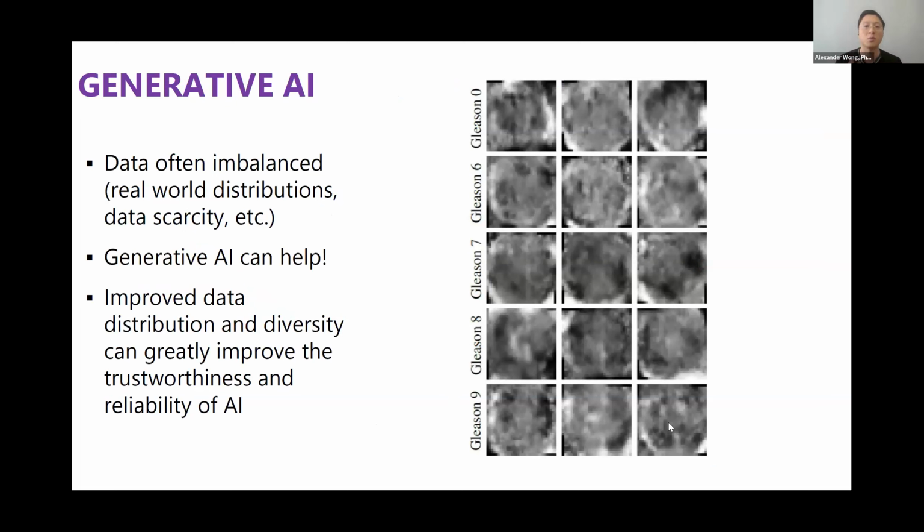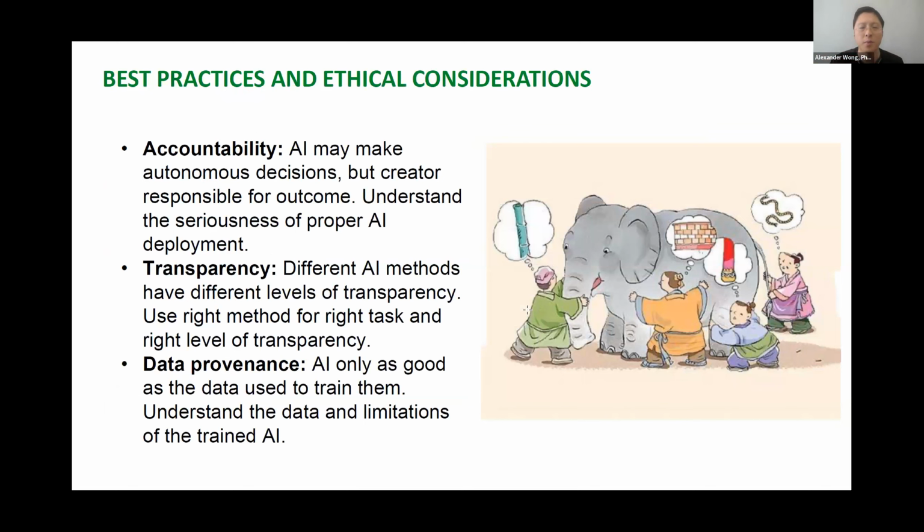So what we've been doing is exploring different ways of leveraging generative AI to actually fill in the gaps and build a larger, more balanced corpus, in a way that allows us to target specific grades of cancer. So for example, here you see that it's generating MRI images for different cancers at different locations and different grades. And this improves the data distribution and diversity and can greatly improve the trustworthiness as well as the reliability of AI.